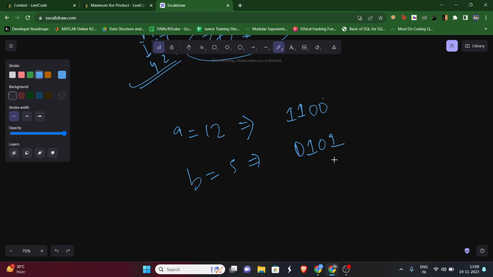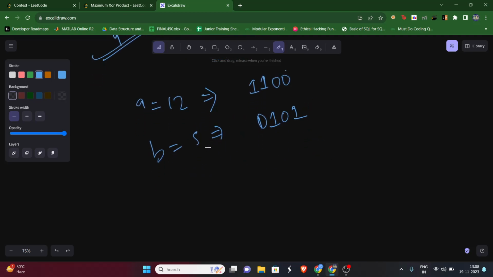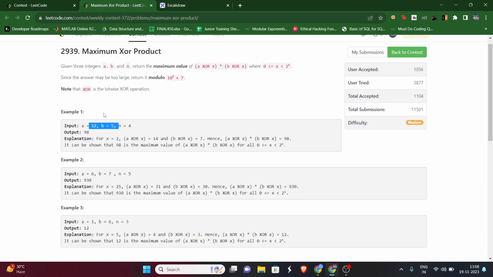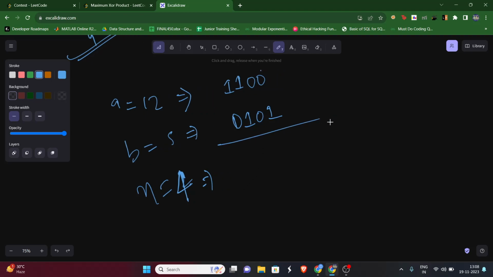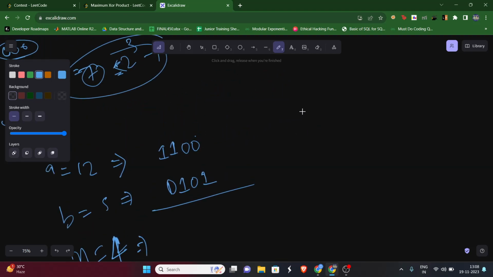Okay, now if we are clear up to here, now we have n as... let me check. Sorry, n is 4. n is also 4. So if we realize one thing, at the end, what we have to do is a XOR x, and b XOR x.